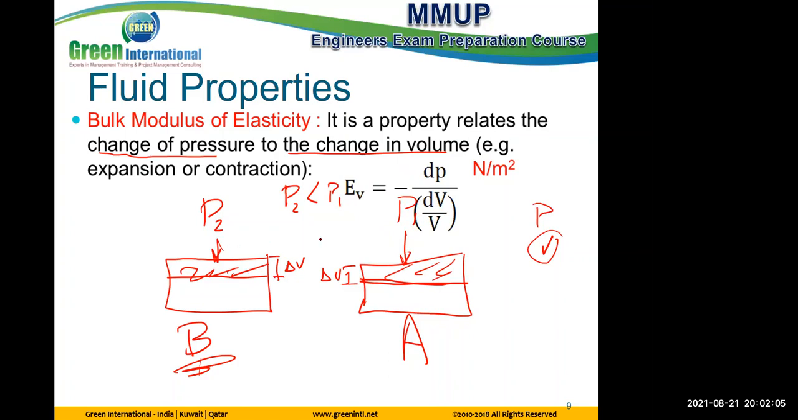The equation for bulk modulus of elasticity E is equal to the change of pressure over the change of volume, but this is not just the change of volume. This is delta V over V, the change of volume relative to the total volume, as a percentage. I need the denominator dimensionless to keep the unit of the bulk modulus the same as the unit of pressure. That's it. So the unit is Newton per meter squared, which is Pascal, the same unit as pressure.